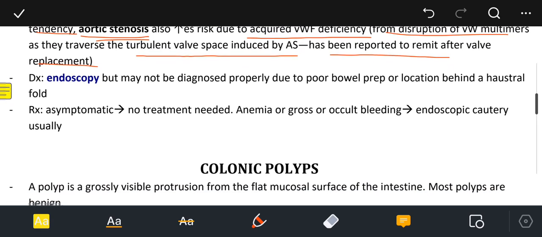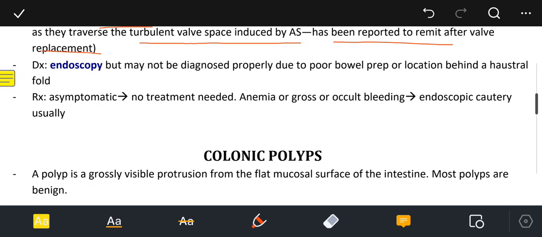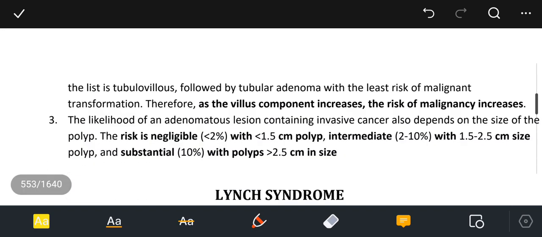The diagnosis is made with endoscopy but may not be made properly due to poor bowel prep or location behind a haustral fold. Treatment: if asymptomatic, no treatment is required. For anemia or gross occult bleeding, endoscopic cautery is usually done. So we'll talk about colonic polyps in the next session.